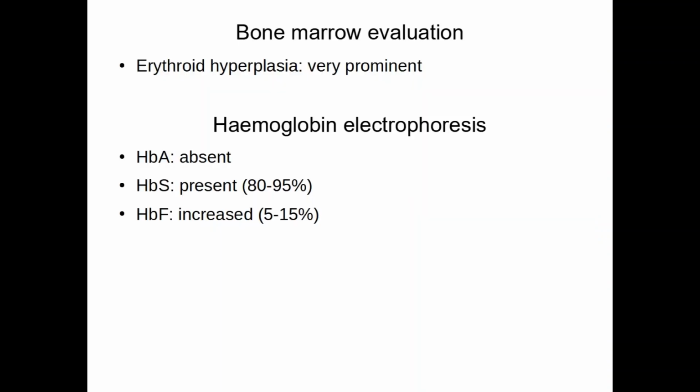If we examine the bone marrow of a patient with sickle cell anemia, obviously there is anemia in the peripheral blood, so the precursor cells of RBCs will be increased, which is called nothing but erythroid hyperplasia. And a special test we can do is hemoglobin electrophoresis. If we do that, we'll see that hemoglobin A, that is 2 alpha and 2 beta chains, which is present in majority quantity in normal individuals, will be absent. Instead of that, 80 to 90% of all hemoglobins will be sickled hemoglobin or HbS. Fetal hemoglobin will also be increased and the levels will be around 5 to 15%.